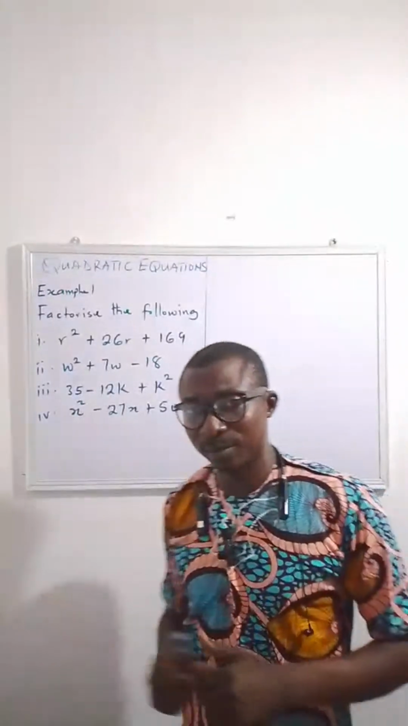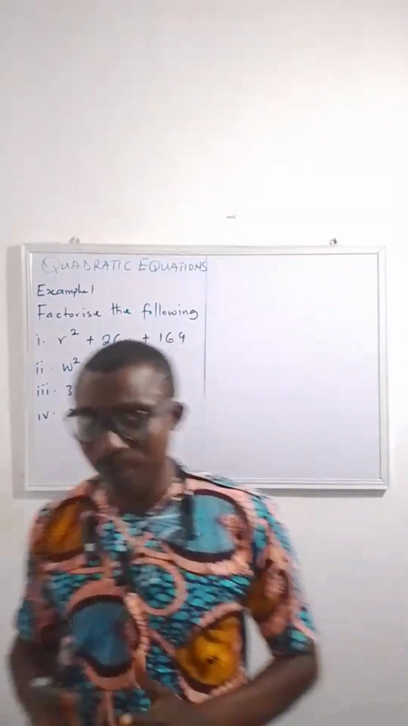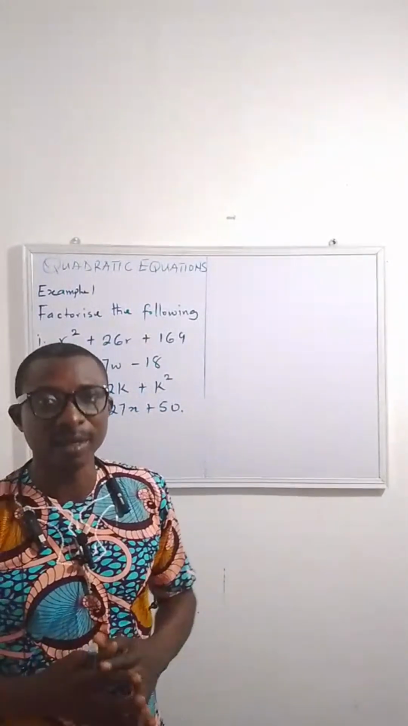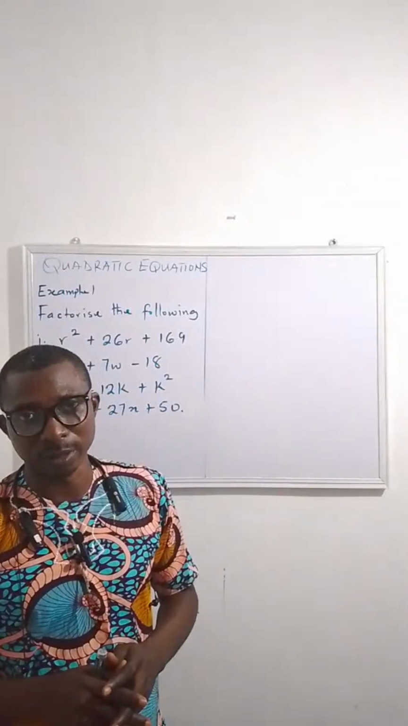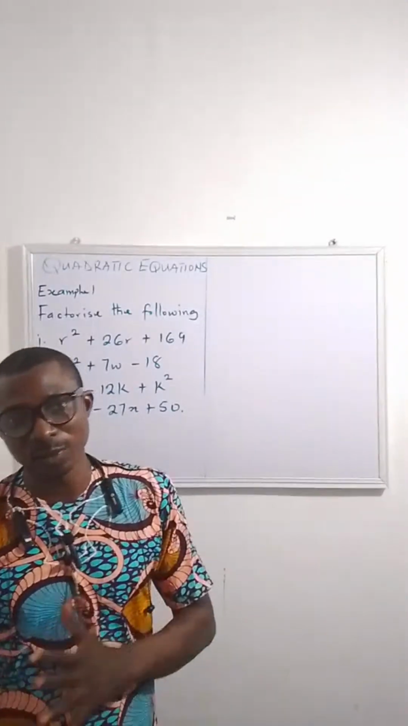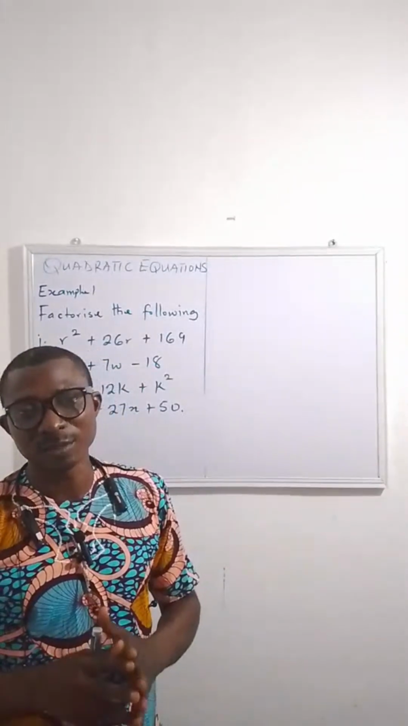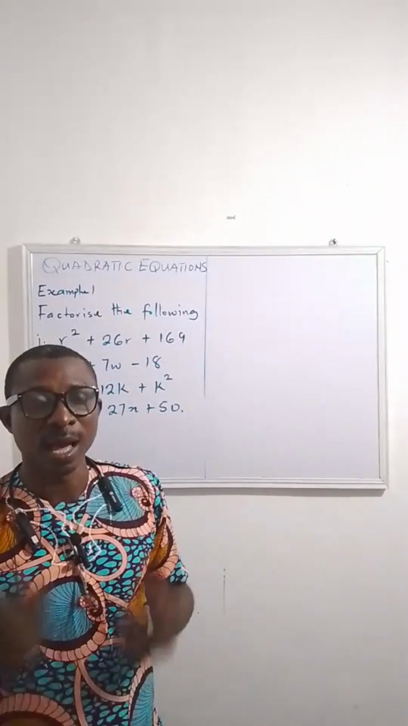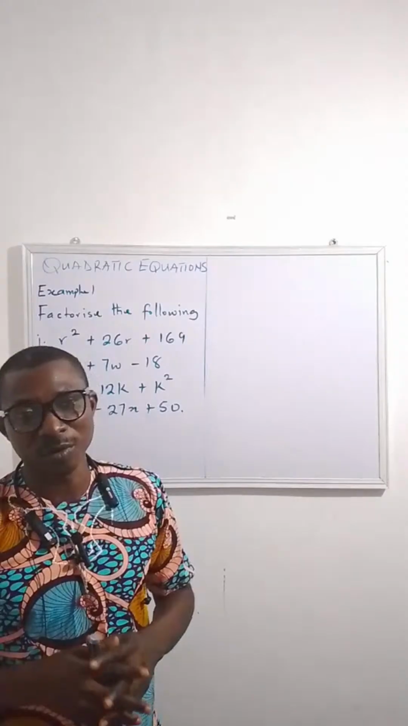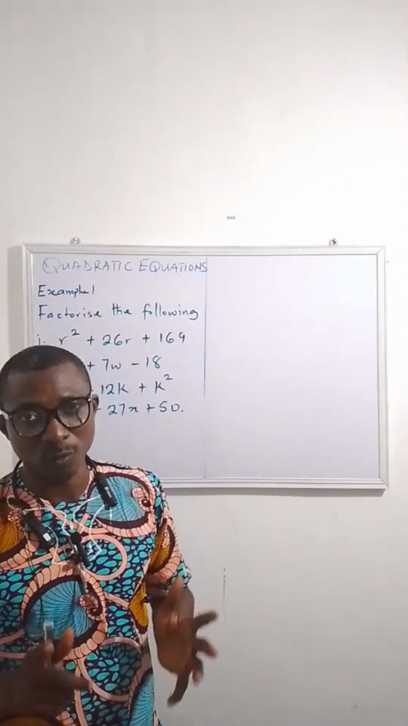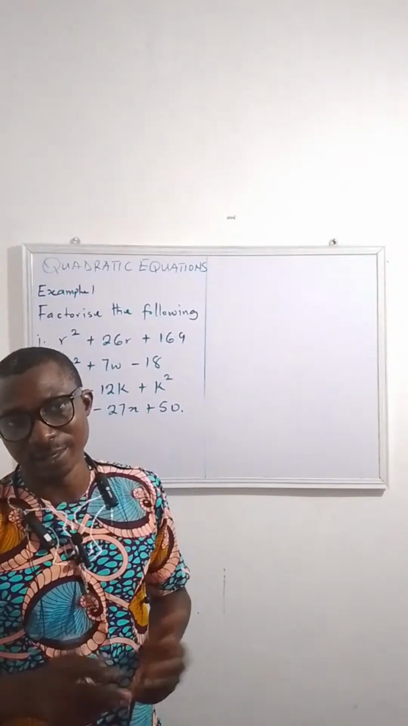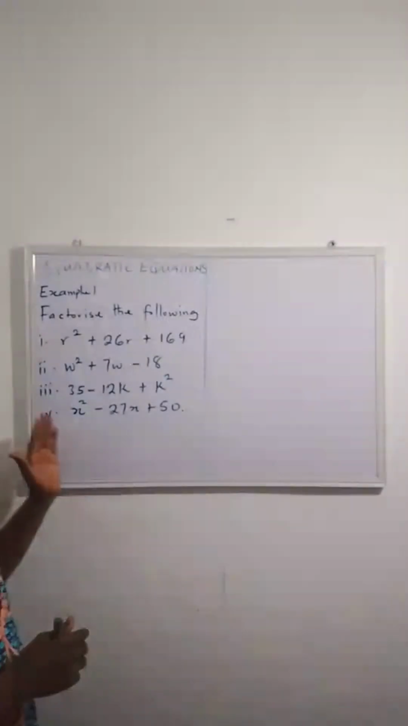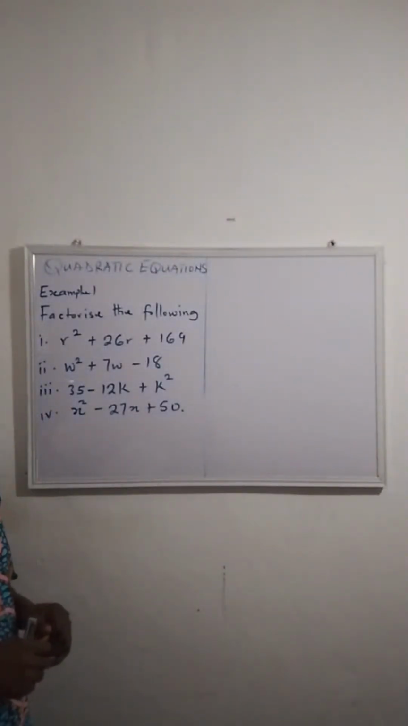Don't forget the last class I told you what a quadratic expression is all about, how you can identify a quadratic expression. I told you that a quadratic expression is a mathematical expression whose maximum power of the variable or the unknown is 2. And one with maximum power of the unknown being 1 is called a linear expression. Now let us see how we factorize the following quadratic expressions.